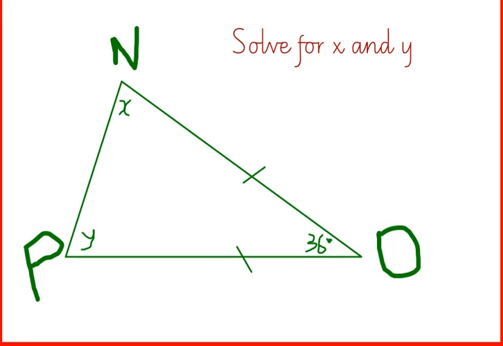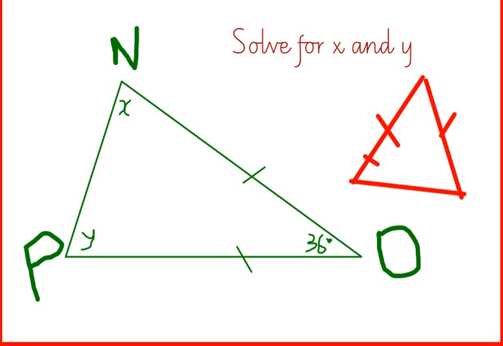Looking at this triangle, we can see that we have an isosceles triangle, and if you recall, we said an isosceles triangle is a triangle that has two sides equal, and the angles opposite those two sides are equal to each other. So this angle will be equal to that angle. So let me just make it clear for everyone. So that means this angle right there will be equal to that angle.